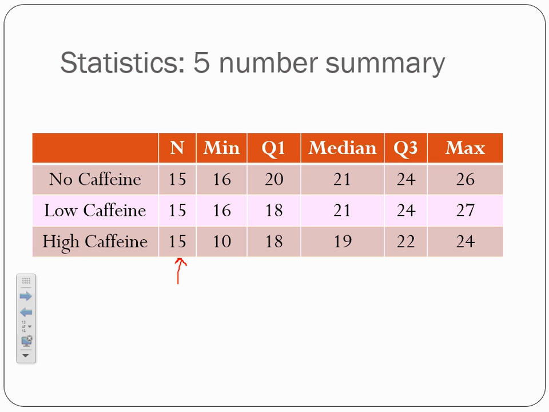We don't have the actual data in this particular study, so it makes it a little bit difficult to create any other kind of graph. We can't create histograms or ogives or stem and leaf plots because we don't have those 15 points of data. So what we can do is go ahead and create a box and whisker plot.